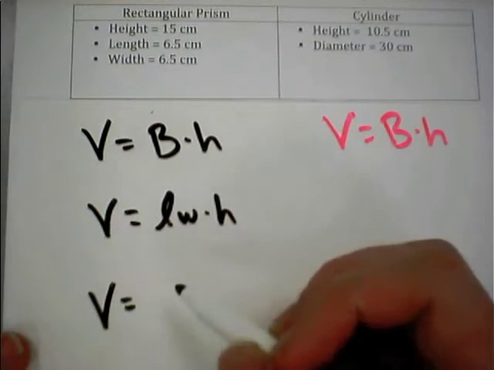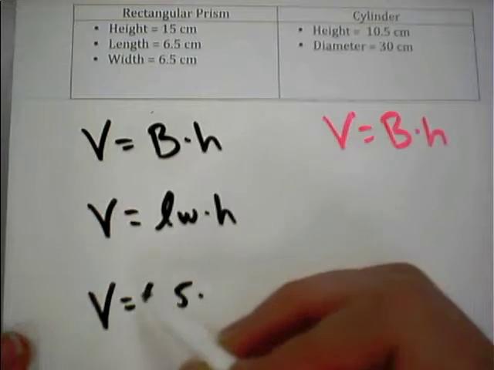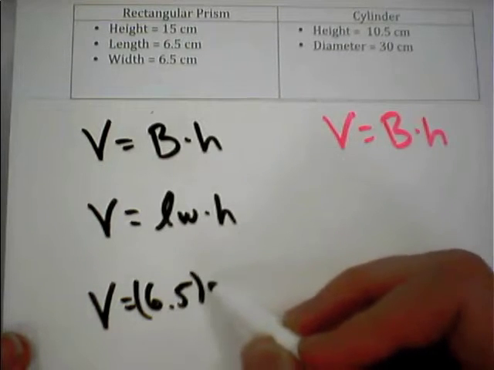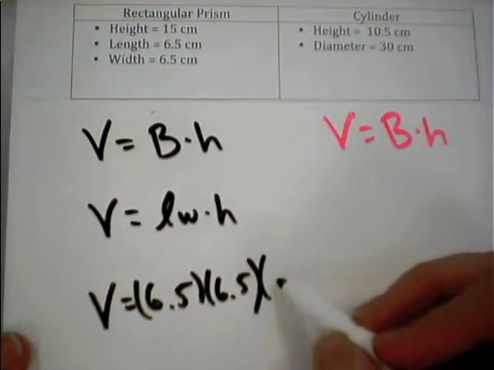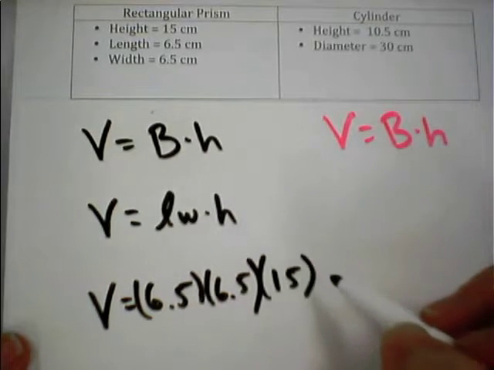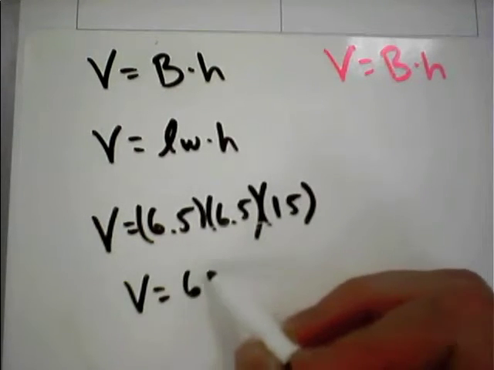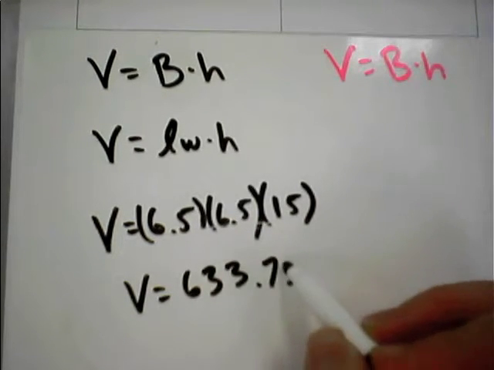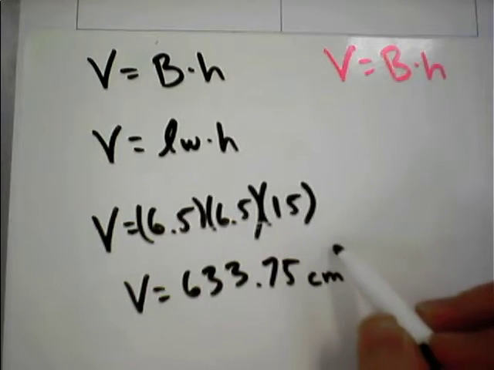I can plug in for what I know. I know my length is 6.5, and my width is also 6.5. And finally, I know my height of this prism is 15 centimeters. If I multiply those three numbers together, I find that my total volume of the rectangular prism is 633.75 centimeters cubed.